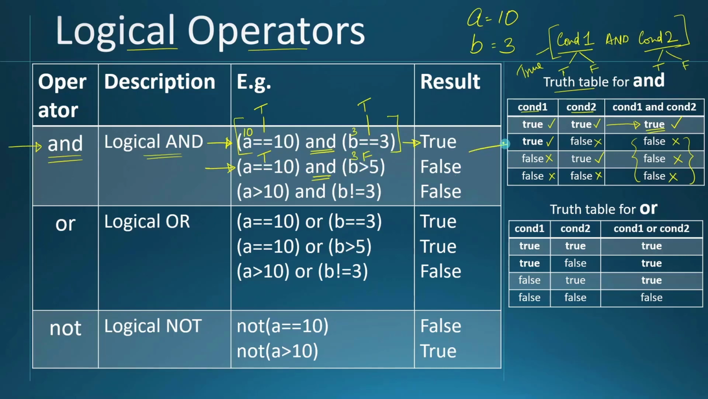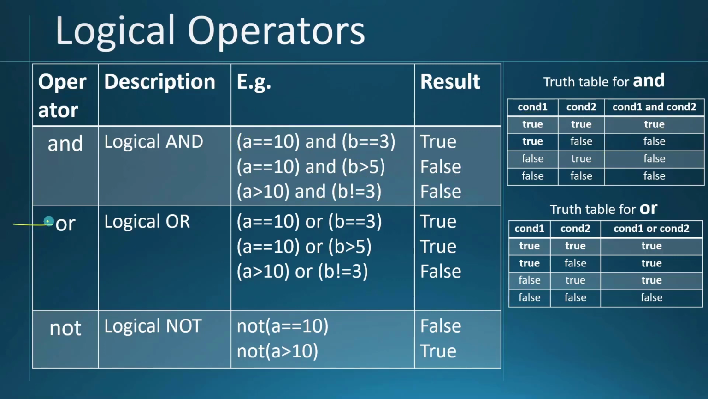Now according to this table, you know that if any one side is false for AND, the result is going to be false. So you can see the final result will be false. Next example, a greater than 10. This is false because the value of a is 10 and 10 is not greater than 10. And b not equal to 3. Right now the value of b is 3. So 3 not equal to 3 is also false. So for AND, if both sides are false, the result obviously will be false.